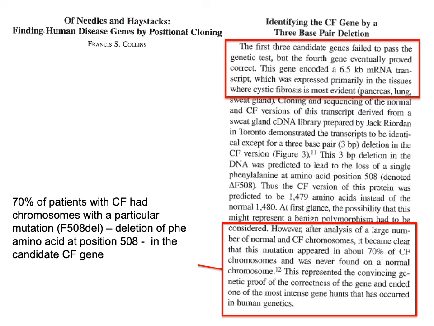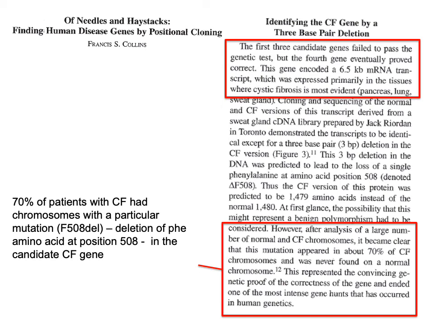Okay, so at the end of the day, what we're going to see in our future PowerPoint videos when we look at the Rommens paper very carefully is that they were looking at 4 different candidate genes, and in the red box at the top of this slide, they say the first 3 genes failed to pass the genetic test, but the 4th one eventually proved to be correct. And then they talk about the fact that on a Northern blot, they saw the gene encoded an mRNA that was 6.5 kilobases, and they said that they saw expression in tissues where cystic fibrosis is evident, like the pancreas and the lung and sweat glands.